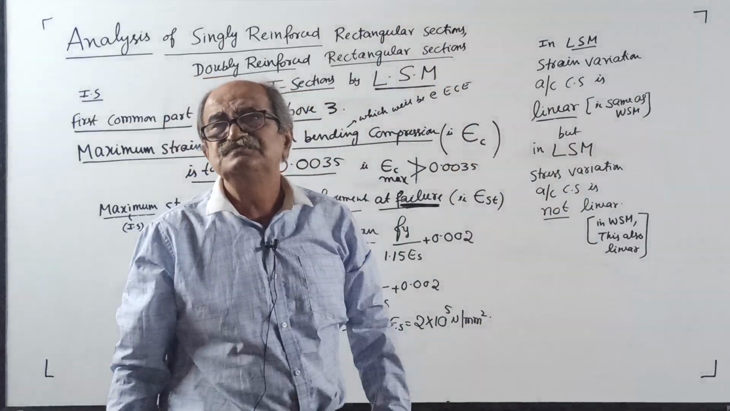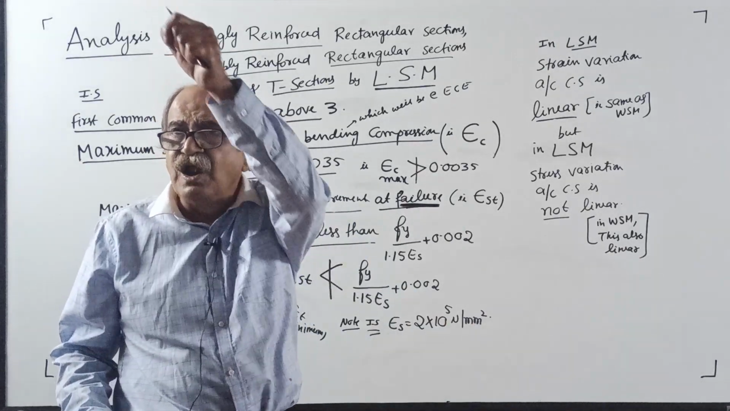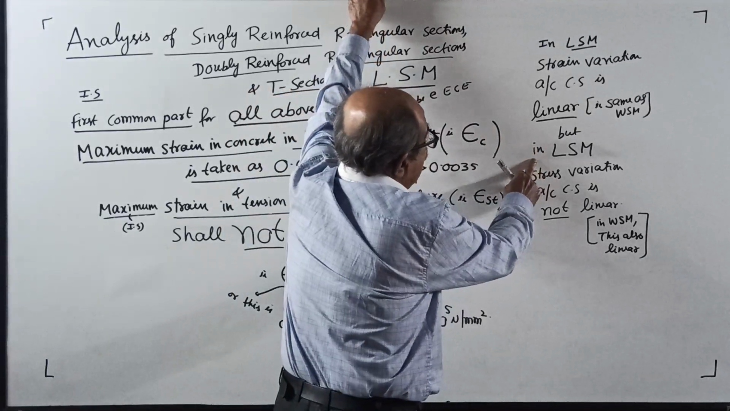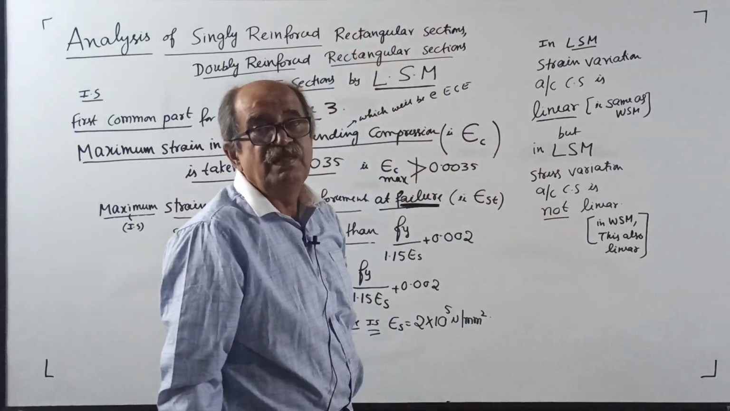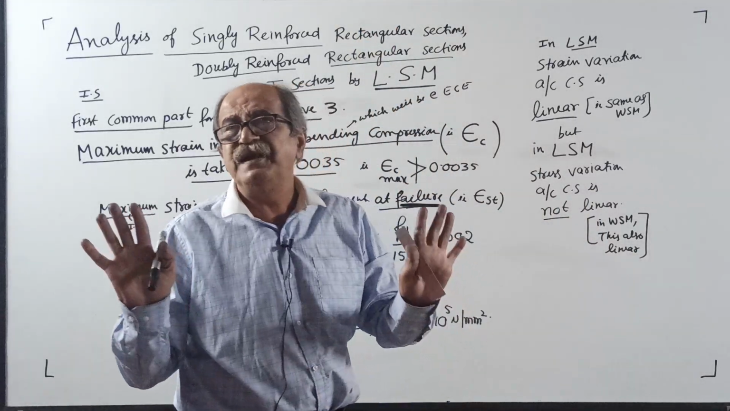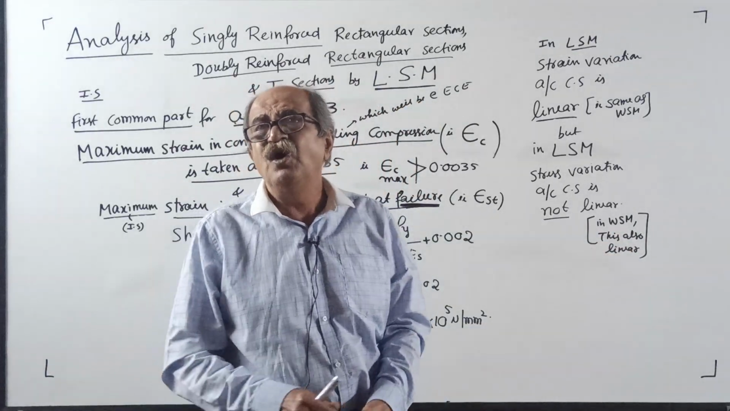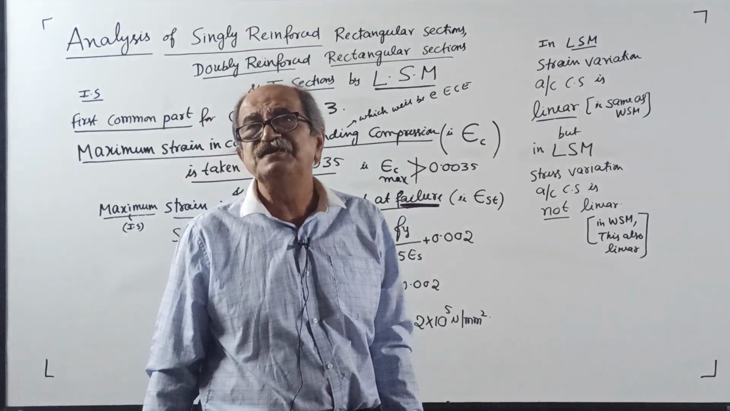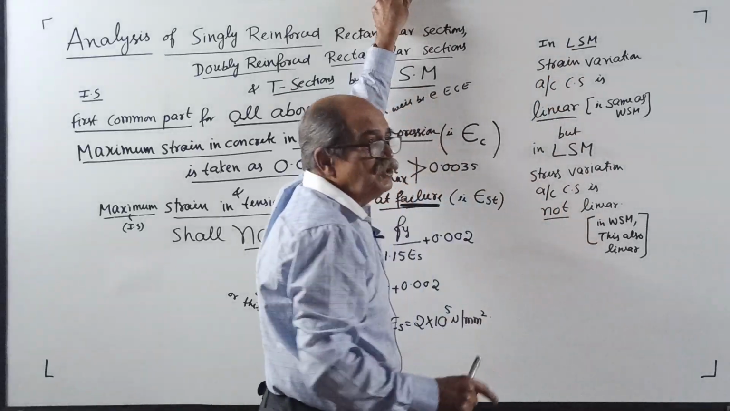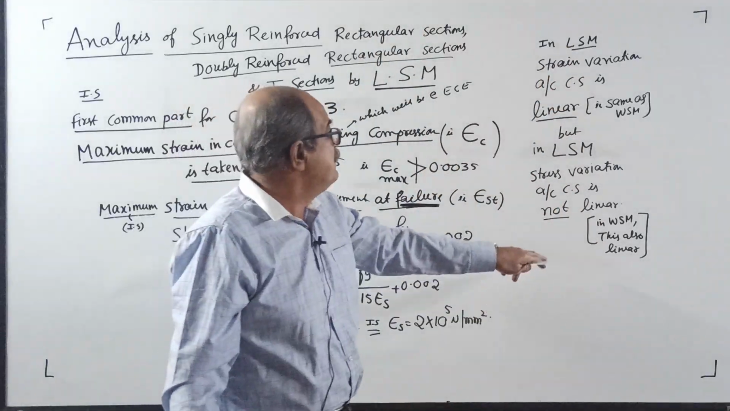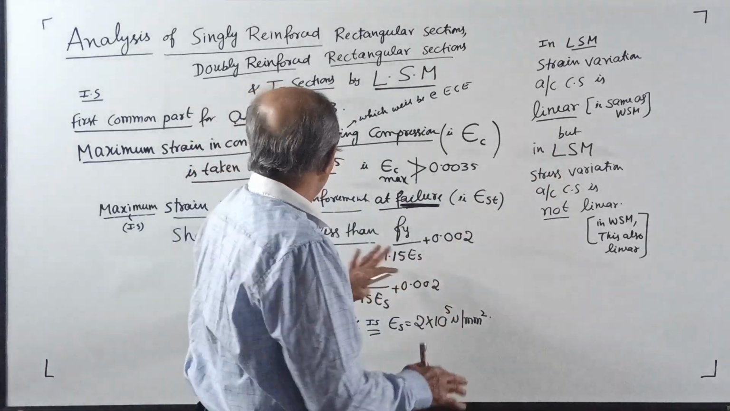Actually, I tell in the class, irrespective of working stress method or limit state method, strain variation is always linear. But in limit state method, stress variation across cross section is not linear. Reason all I told in the class, you have to accept it now. But remember, in a working stress method, stress also is linear. Why? Because we consider stress proportional to strain, it is called elastic method. So working stress method, strain and stress both are linear variation. Limit state method, strain variation is linear. First of all, strain variation is always linear. Okay, this is one part.